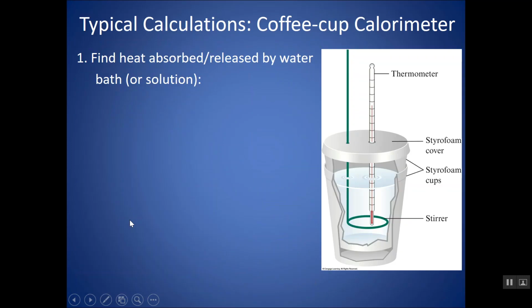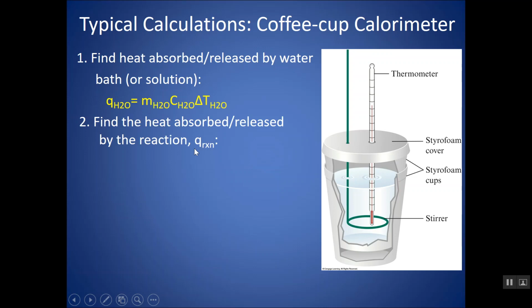Okay, so typical calculations, you would just find the heat absorbed or released by the water. Okay, again, mcΔT, but with water. Then we would just say this is the exact same magnitude that's lost or gained by the reaction, but it would have opposite sign because it's in opposite direction. If the water gained energy, that means the reaction lost energy, and vice versa. So it would have the same magnitude, but a different sign.